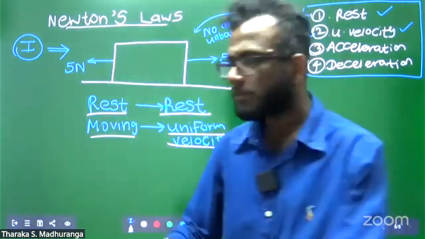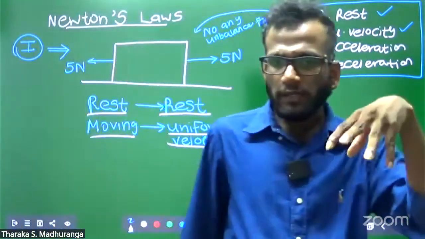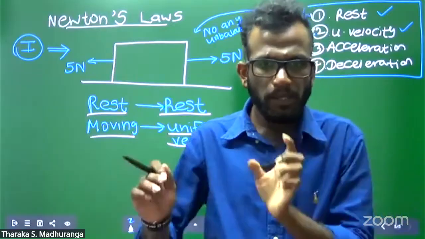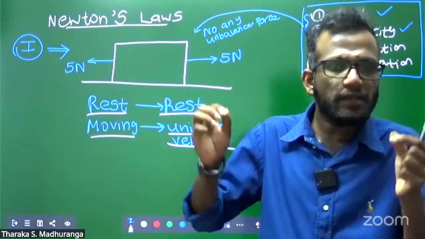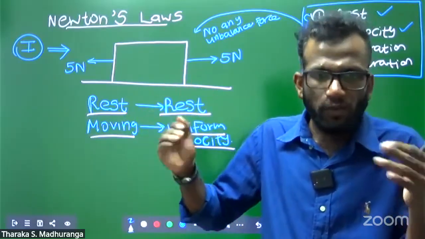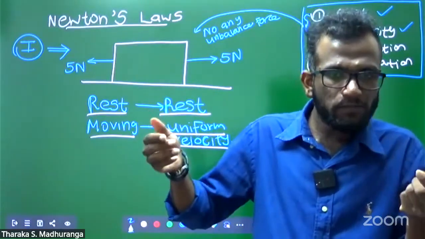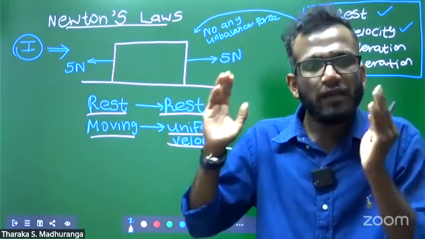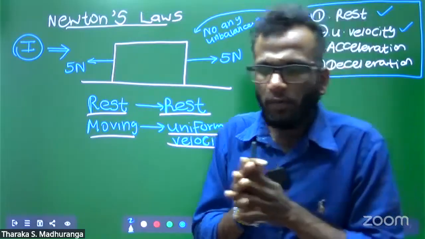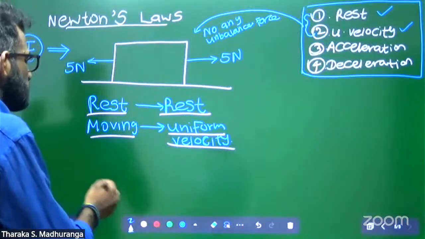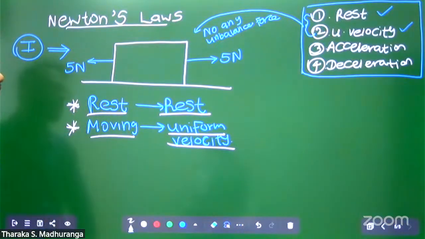Okay, understood. I got Newton's first law. The meaning of Newton's first law is, if there are no unbalanced forces, that means the object is balanced. No unbalanced force is balanced. If it is balanced, rest objects are rest and moving objects are moving with uniform velocity.